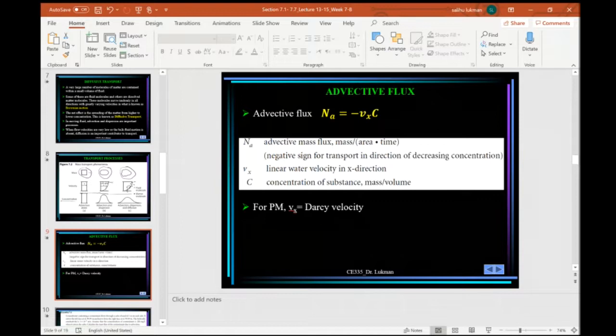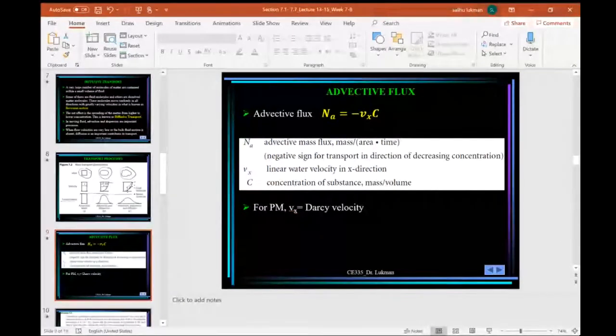And that's why before we understand the contaminant transport, we need to understand the fluid transport, the transport of water first. And then when we understand that clearly, we will visualize a scenario whereby we have contaminant inside water. Now the advective flux, which is Na, is minus Vx C. Na is the advective mass flux, which is the mass per unit area per unit time.